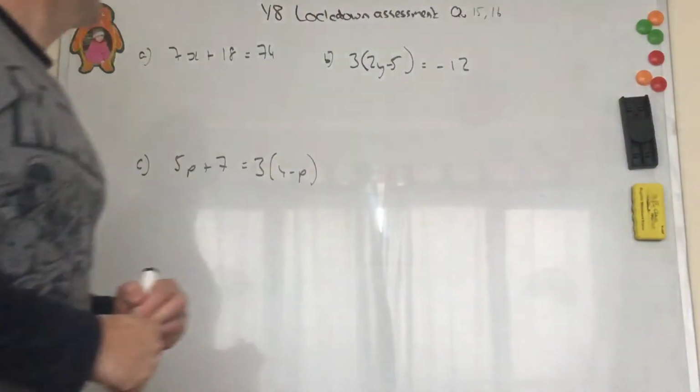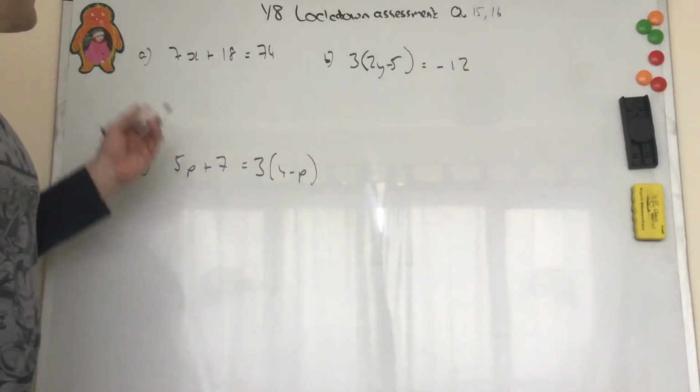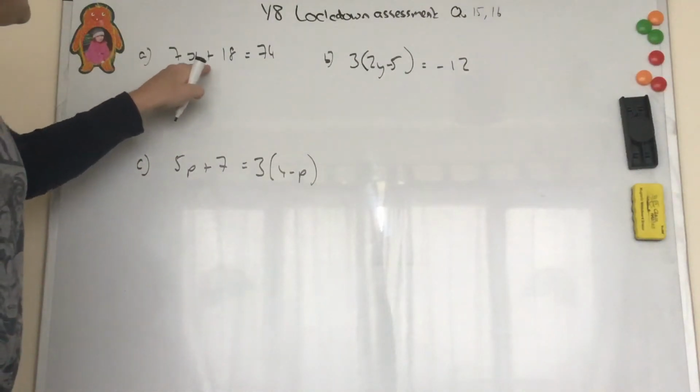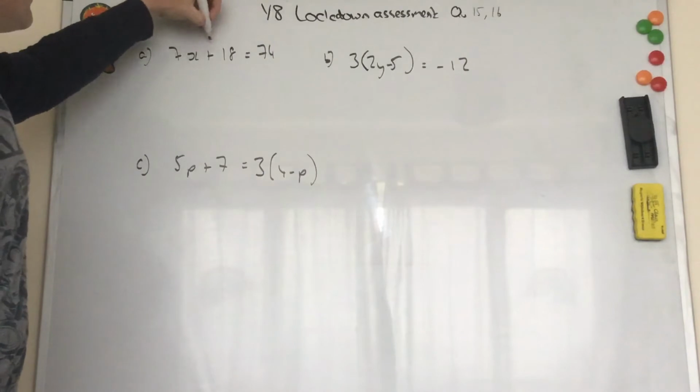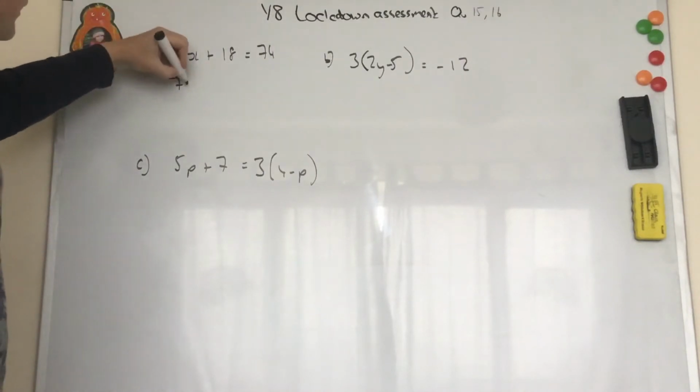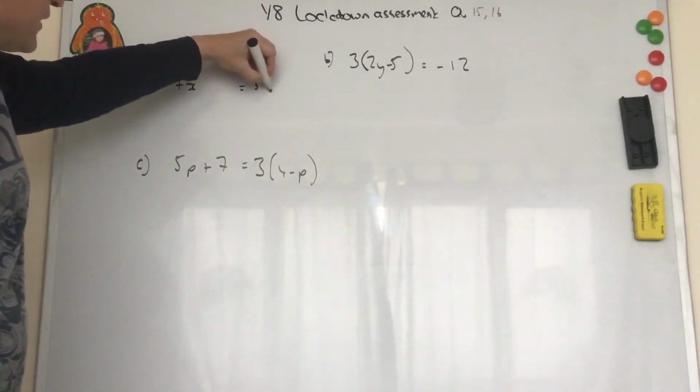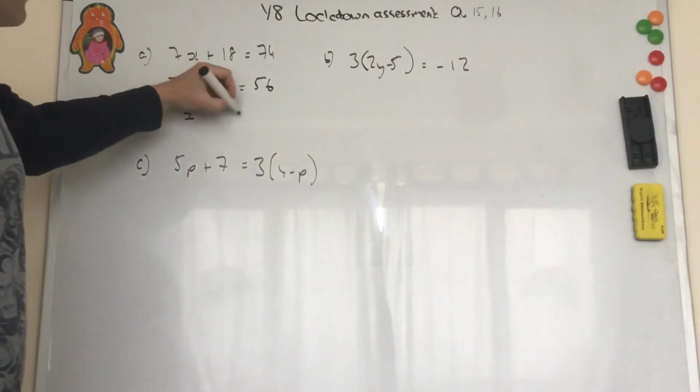Question 15. Three equations. First one's fairly straightforward. Most people got this one right. 7x plus 18 is 74. We need to get rid of the plus 18 by taking it away. So we get 7x equals 56. And then we divide by 7 to get x equals 8.